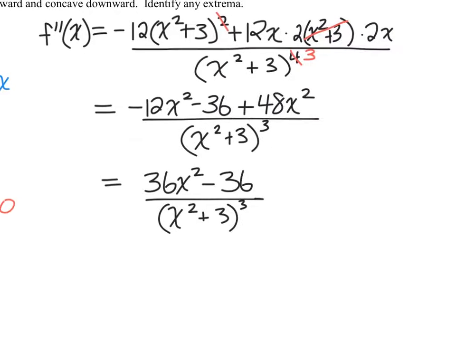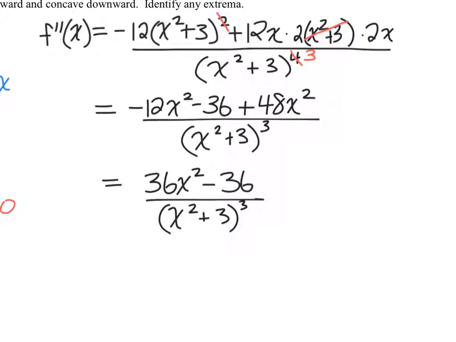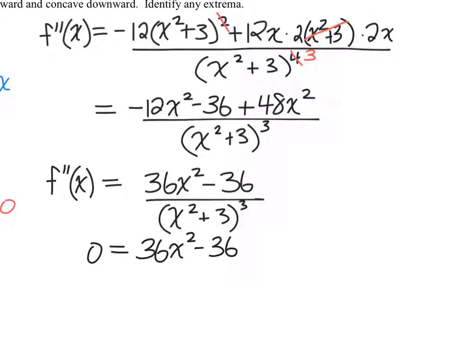You leave it like that if you want. That would be our second derivative. You can factor it more if you want, but you don't unless you have a reason to, right? So we'll see if we have a reason to later on. But we do have to set it equal to 0, which is the same as setting the top equal to 0. I can kill the 36's. So our solution would be x equals plus or minus 1.